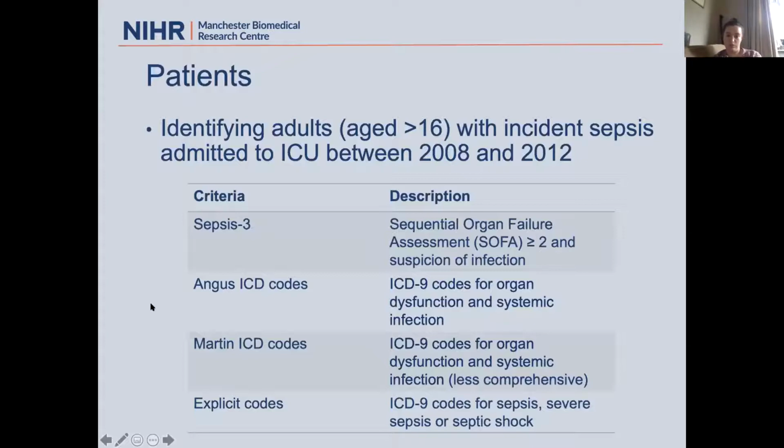So the other subgroups of this cohort were based on ICD codes, which are diagnostic codes that are usually done at the end of a hospital admission. So there are explicit ICD codes for sepsis and severe sepsis, but these are not commonly used. So the Angus criteria and the Martin criteria are combinations of codes for organ dysfunction and systemic infection, which are thought to also capture sepsis patients.